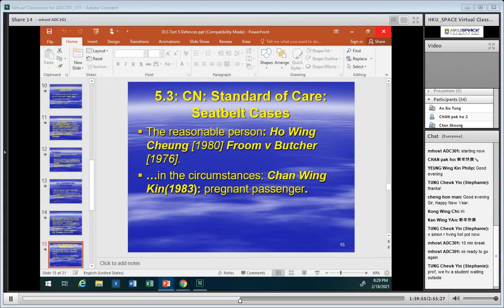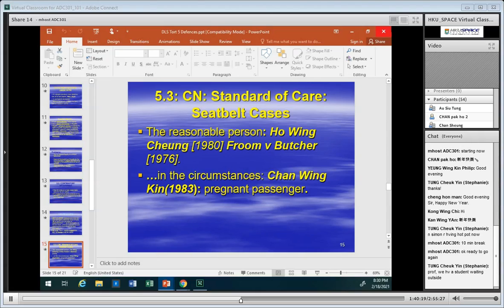Why? Because she was 5 months pregnant. Therefore, she was not contributory negligent, because the court will look at all the circumstances of a case, and it was reasonable in the circumstances of Chan Wing Kim that the pregnant lady not wear a seatbelt.